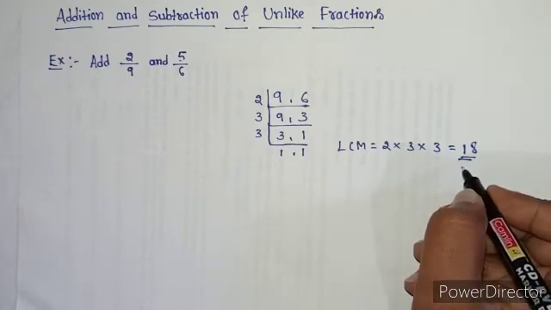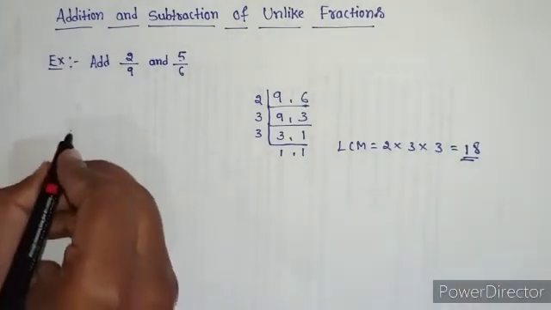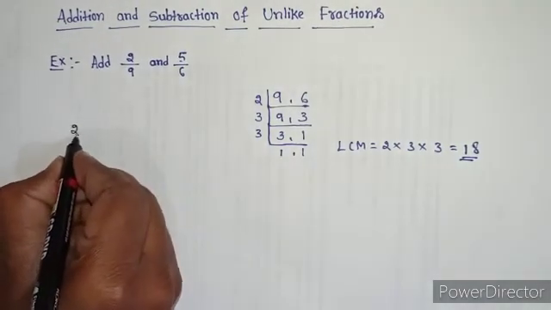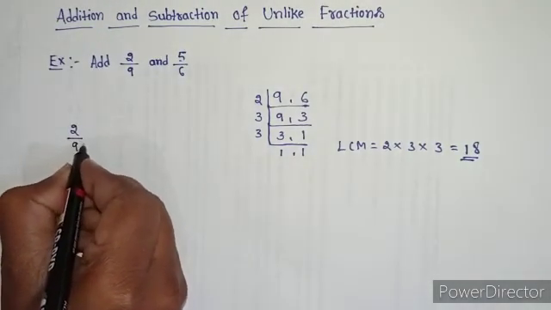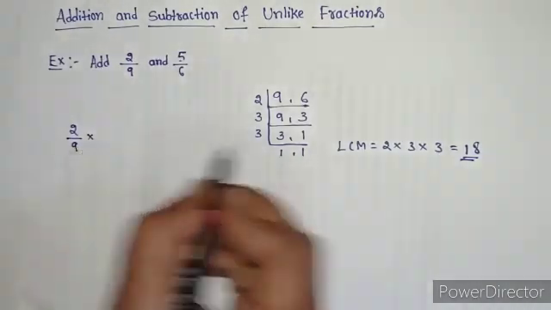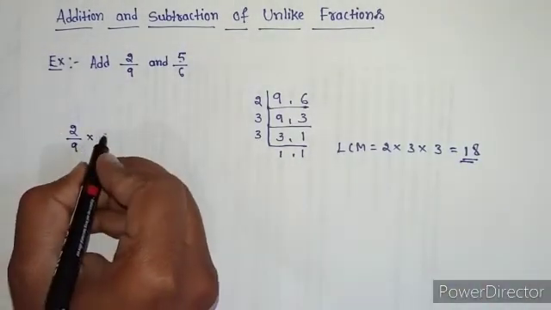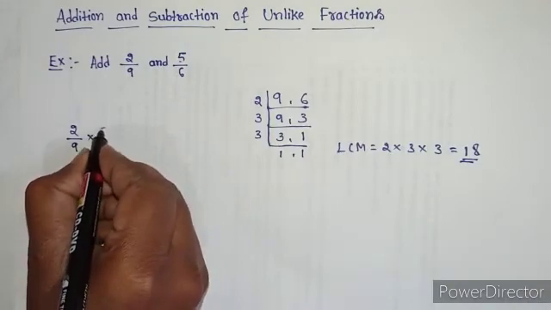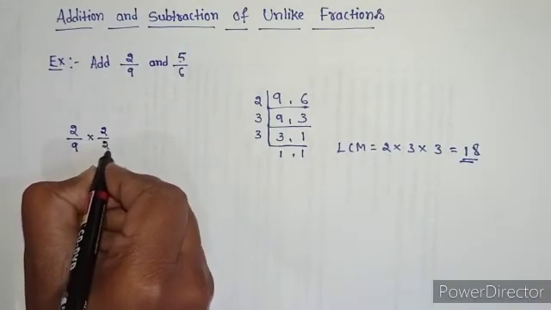All of you see here: 2 over 9 into, so 9 2s are 18. So write 2 over 2.